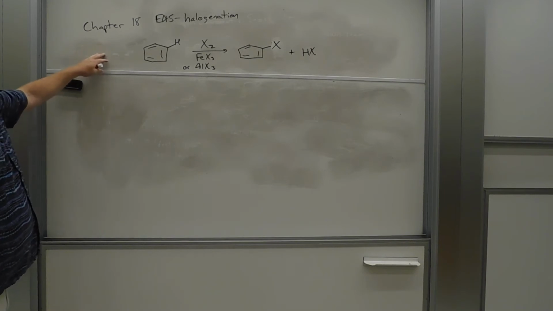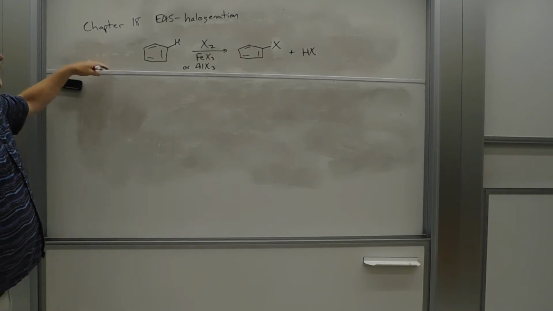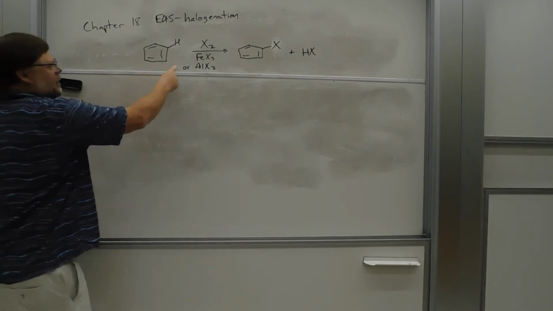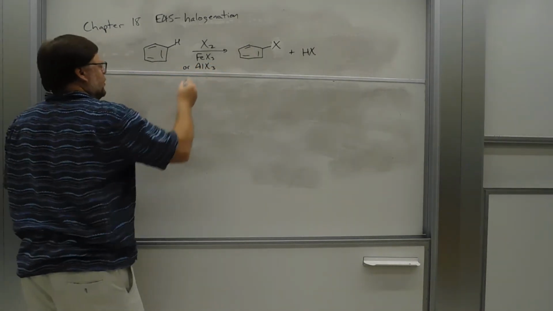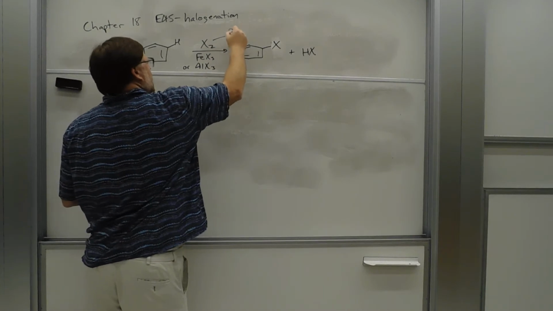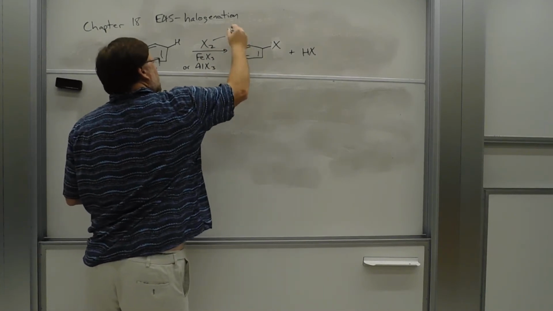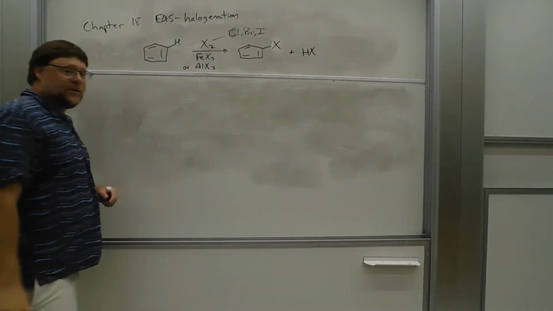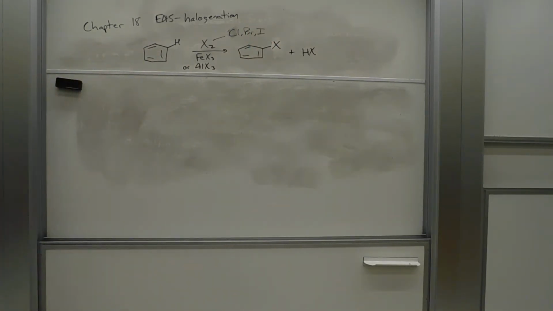This is going to be halogenation, electrophilic aromatic substitution with a halogen. In this reaction, you're going to go from a benzene to a benzene with a halogen on it. It's important to remember this can be Cl, Br, or I. You can't do this reaction with fluorine, unfortunately.